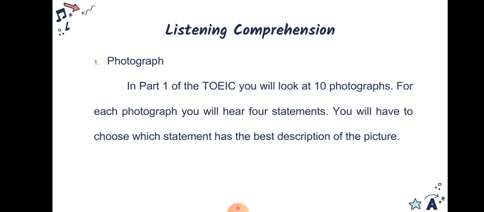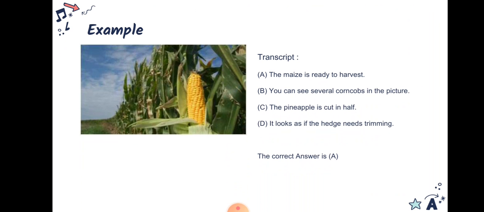Listening comprehension. Number one is photograph. In Part 1 of the TOEIC, you will look at 10 photographs. For each photograph, you will hear four statements. You will have to choose which statement is the best description of the picture.